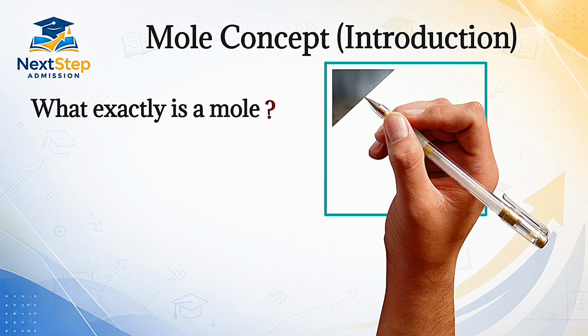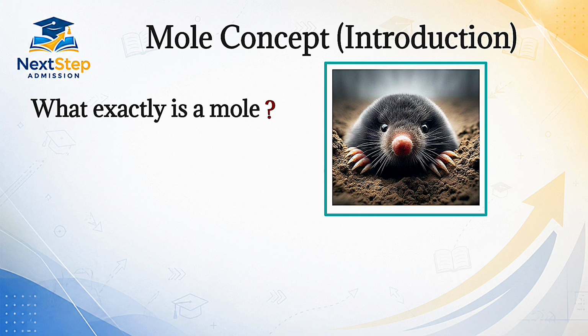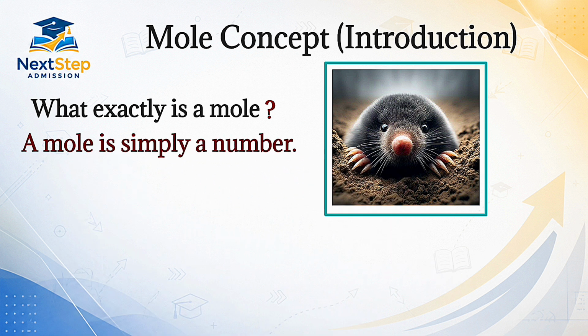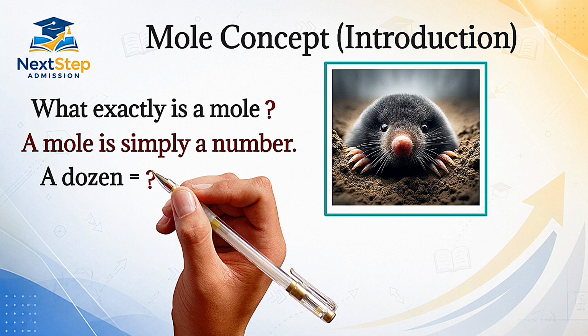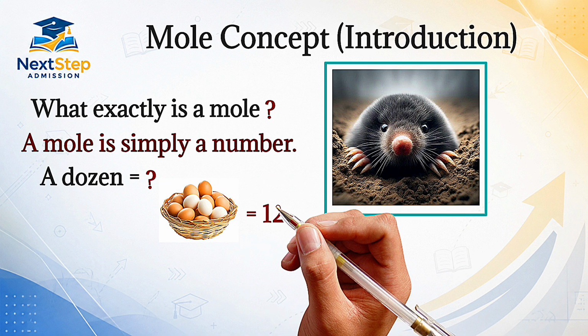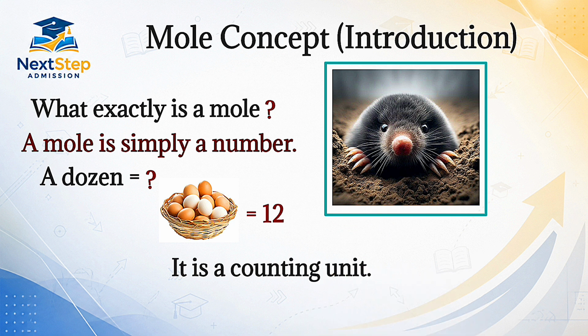Now, before you think of a mole as that small animal that digs underground, forget that. In chemistry, a mole is simply a number. A very, very large number, but it is still just a number. Let me explain it this way. You already know what a dozen means, right? When someone says, "Bring me a dozen eggs," you know that means 12 eggs. The word dozen is just a name we gave to the number 12. It is a counting unit.